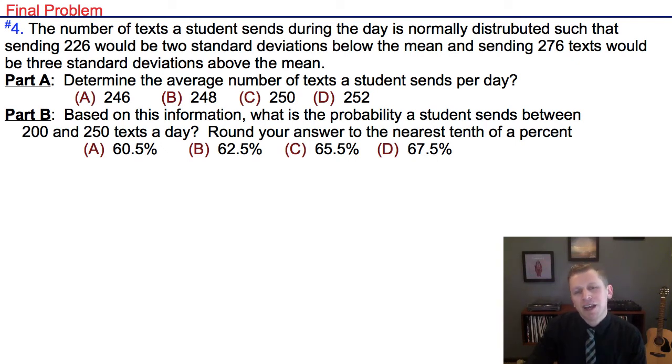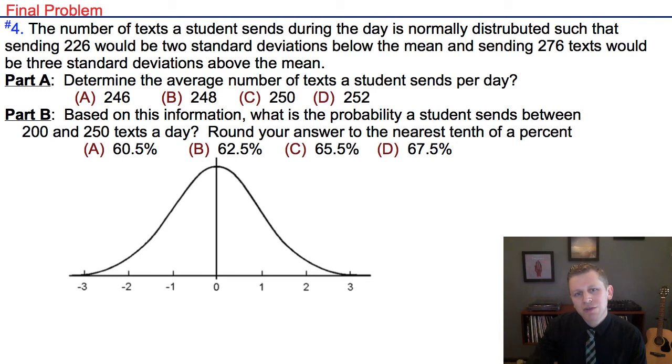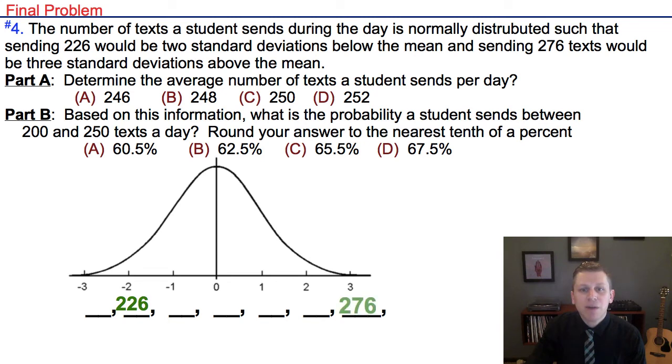In order to answer part A, we're going to bring up a blank normal distribution curve and think of the information at the bottom as an arithmetic sequence. Let's fill in the information we know. We know that 226 texts would be 2 standard deviations below the mean, and that 276 text messages would be 3 standard deviations above the mean. Using this information, I can figure out what a standard deviation is.